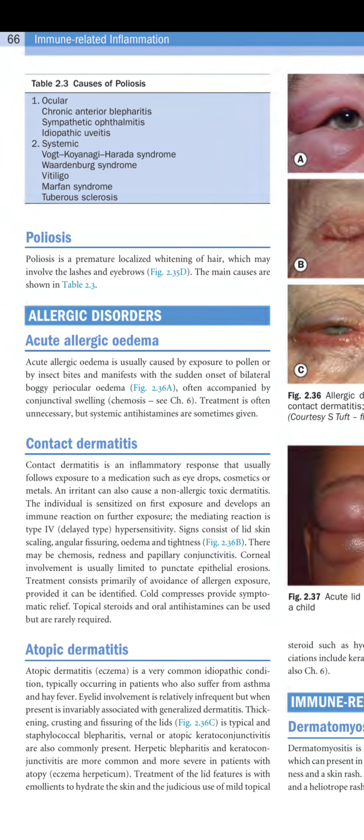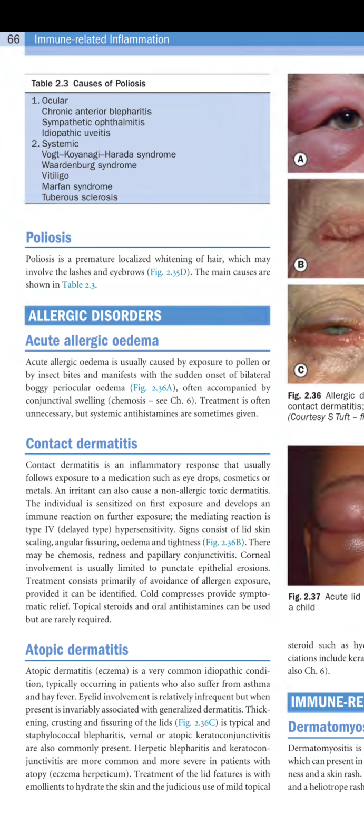Atopic dermatitis, eczema, is a very common idiopathic condition typically occurring in patients who also suffer from asthma and hay fever. Eyelid involvement is relatively infrequent, but when present is invariably associated with generalized dermatitis. Thickening, crusting, and fissuring of the lids is typical, and staphylococcal blepharitis, vernal or atopic keratoconjunctivitis are also commonly present. Herpetic blepharitis and keratoconjunctivitis are more common and more severe in patients with atopy, eczema herpeticum.